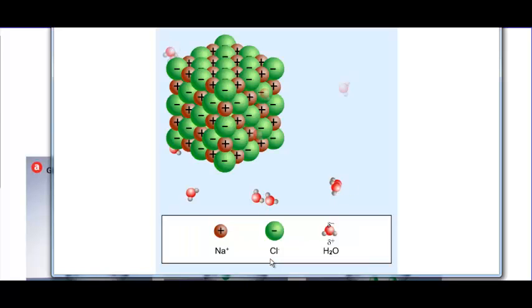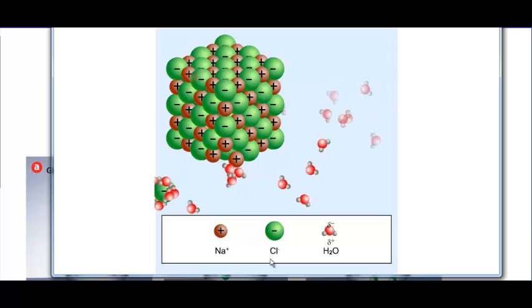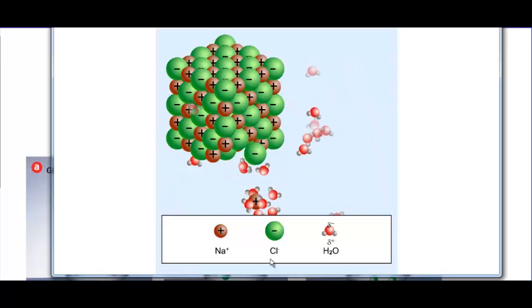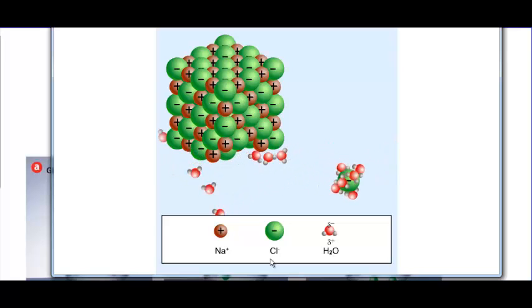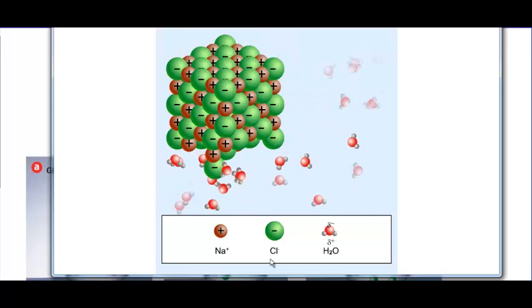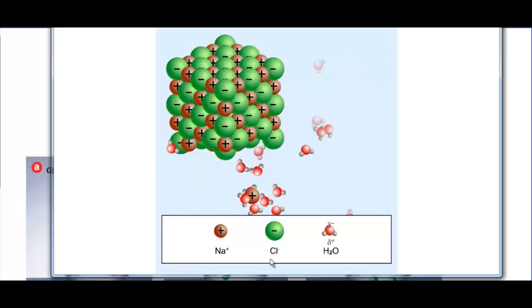Click on the zoom button to view sodium chloride dissolving in water on a microscopic scale. It's like putting on Miss Frizzle glasses. Polar water molecules interact with the positive and negative ions of a salt. The positive ends of the water molecules are attracted to the negative chloride ions. The negative ends of the water molecules are attracted to the positive sodium ions. This interaction between water and the salt ions causes a salt to break apart or dissolve in water.